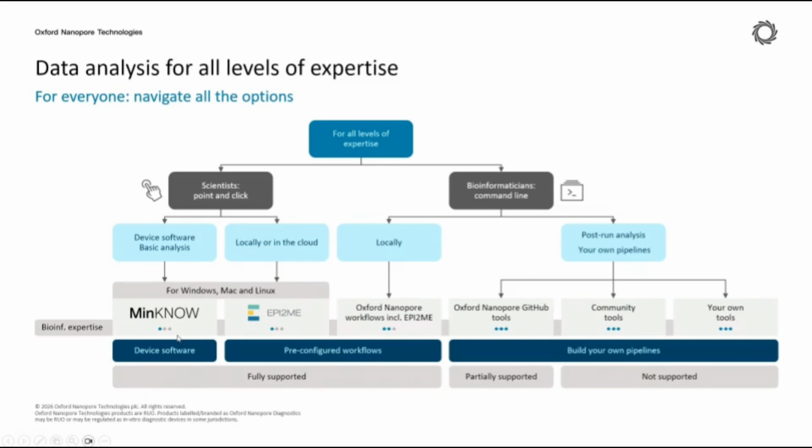MinKNOW is the software used to control the sequencing device, so we normally need to install it when we run a sequencing run. EPI2ME is normally used for data analysis. It comes with many different analysis pipelines and can handle nanopore sequencing data directly from the sequencing run. Both come with a graphical user interface, point and click, so you don't need to worry about executing any bioinformatics commands. Everything is very easy and user friendly.